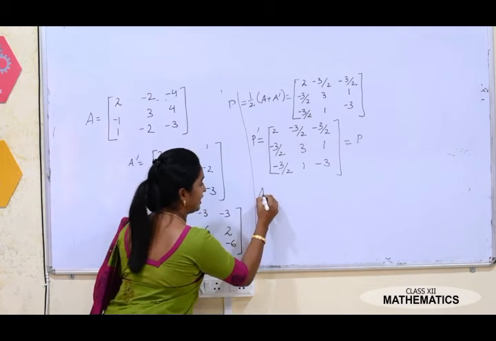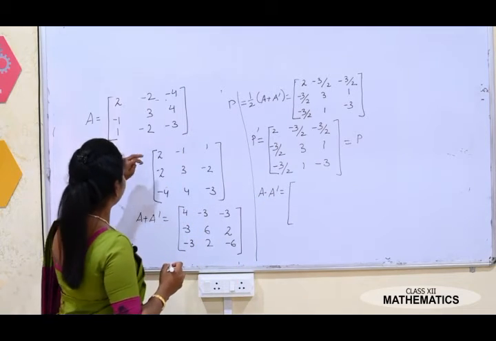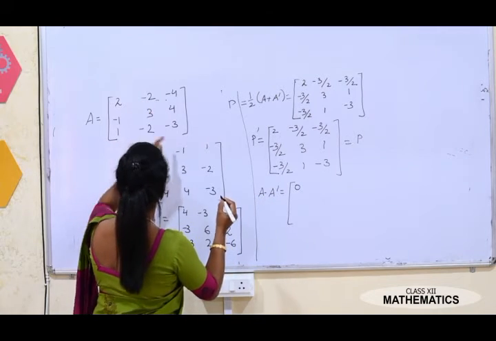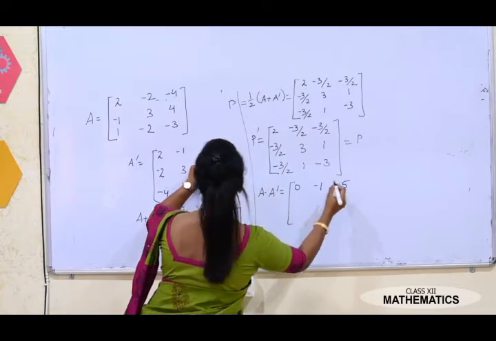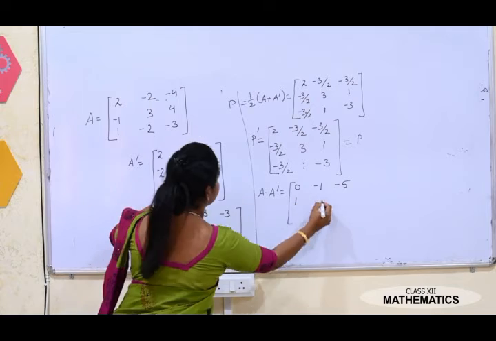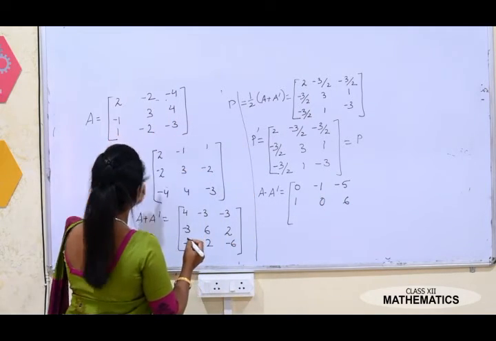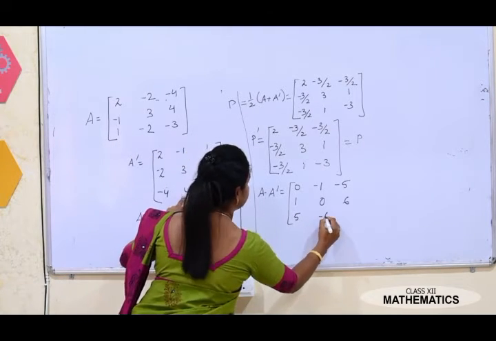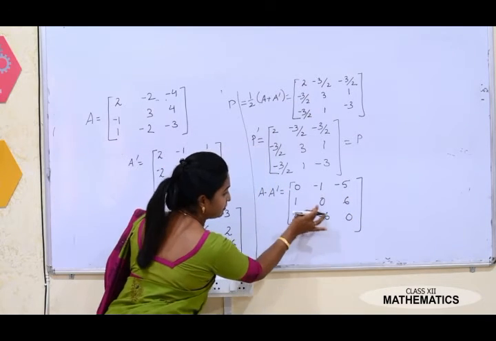Now what will we find? A minus A dash. When we find A minus A dash, you subtract here, you will be getting 0 first, then minus 2 plus 1 that is minus 1, minus 4 minus 1 is minus 5, minus 1 plus 2 is again 1, 3 minus 3 is 0, 4 plus 2 is 6, 1 plus 4 that is 5, minus 2 minus 4 is minus 6, and minus 3 plus 3 is 0. See here the diagonal element is 0, you got it.